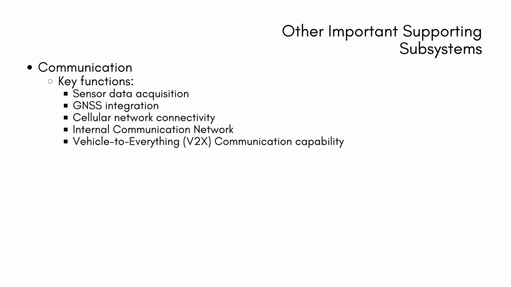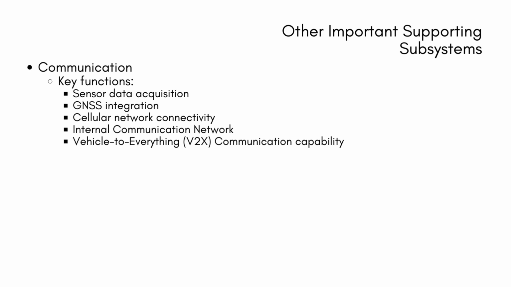GNSS integration. The communication subsystem interacts with the GNSS receiver, which provides the vehicle's precise location data using satellites. This information is crucial for navigation, route planning, and maintaining situational awareness.